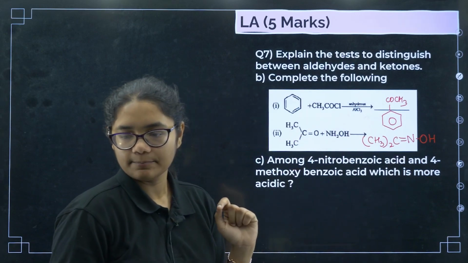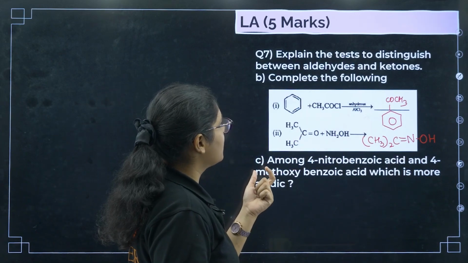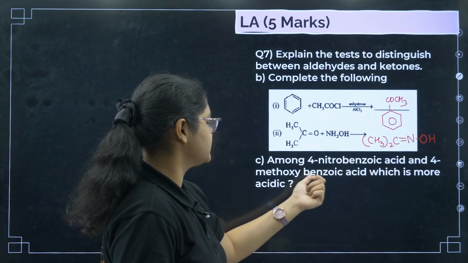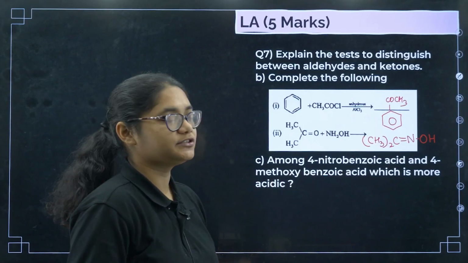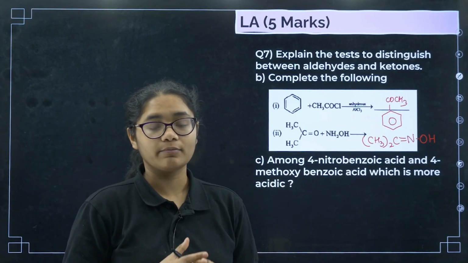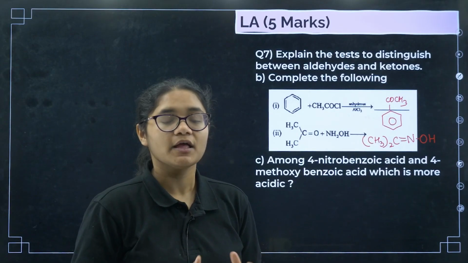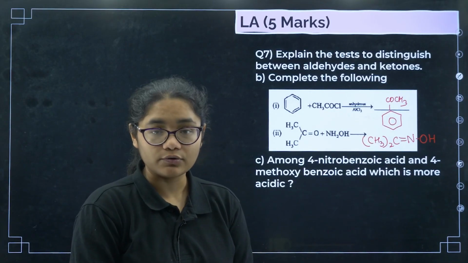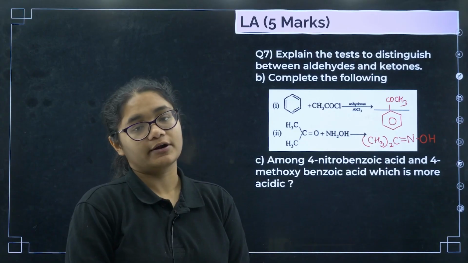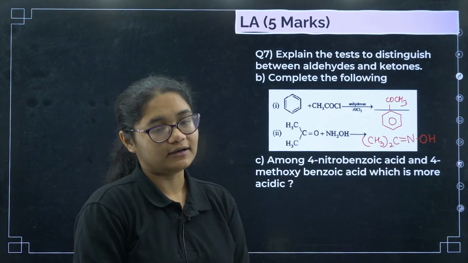Okay, clear? Next, among 4-nitrobenzoic acid and 4-methoxybenzoic acid, which is more acidic? So 4-nitrobenzoic acid will be more acidic. Why? Because it has an electron withdrawing group. So whenever we have an electron withdrawing group, the acidity will increase. For an electron donating group, the acidity will decrease.